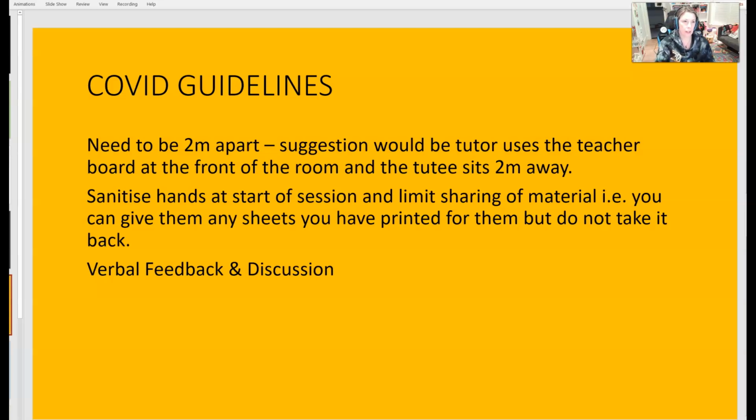COVID guidelines, these are a little bit more relaxed now than when we started the program. So you can sit next to each other, but I would suggest you sit next to each other rather than facing each other. If you want to wear masks because you're in different bubbles, then that's fine. Maybe sanitize your hands if you're going to share anything. And then, try and give quite a lot of verbal feedback and discussion.